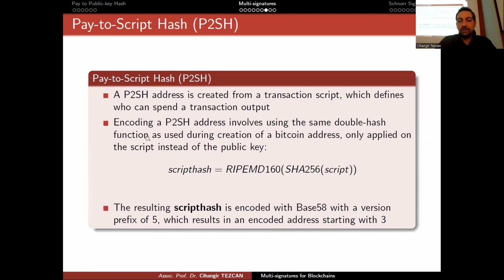So it will start with 3. The resulting script hash is encoded with base 58 with a version prefix of 5, which results in an encoded address starting with 3. This is why all of the 3 addresses belong to some script, and all of the 1 addresses belong to a public key, okay? So this is how you distinguish them.